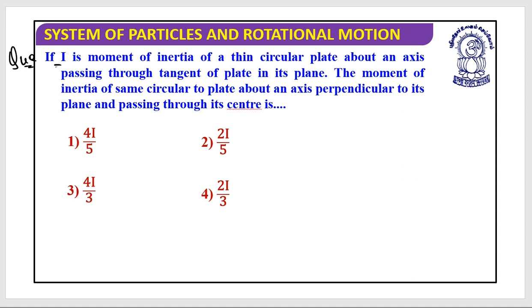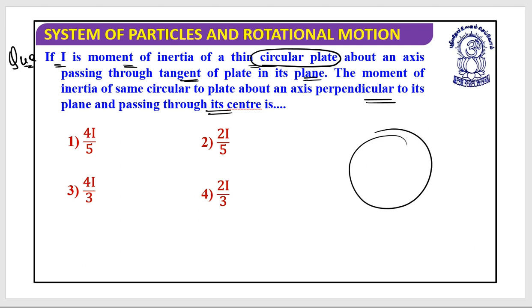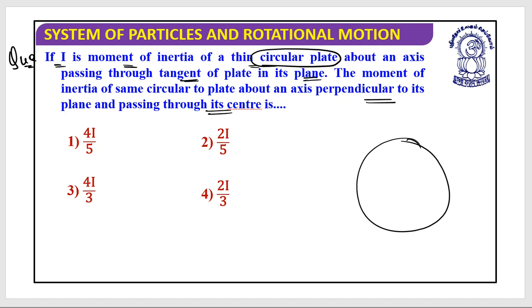It says that if I is the moment of inertia of a thin circular plate about an axis passing through a tangent of the plate in its plane, find the moment of inertia of the same circular plate about an axis perpendicular to its plane and passing through its center. So first, it's a circular plate. This is the circular plate. Yes, a circular plate, let's call this having mass m, radius r, about an axis passing through tangent of plate in its plane. Let's call this 1 1 dash. Okay, great. And this is what we are calling I.